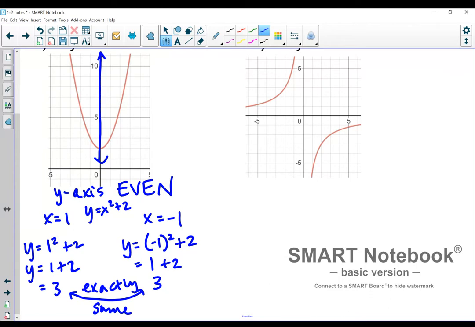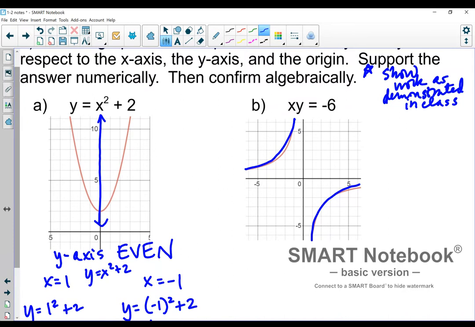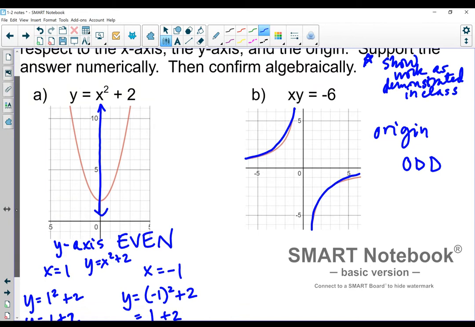On the second one, I can tell that this part of my graph, if I rotate it around the origin, I would end up over here in quadrant 2. And so this is going to be origin or odd. And I like putting both of those down because I want to remember.